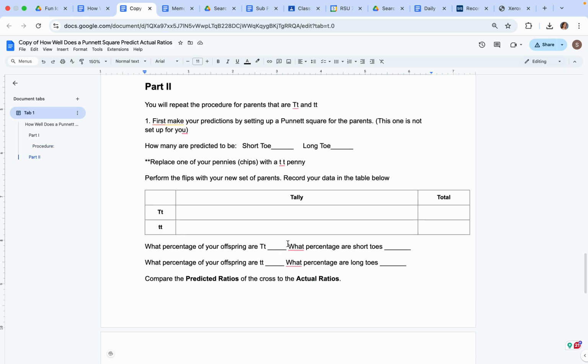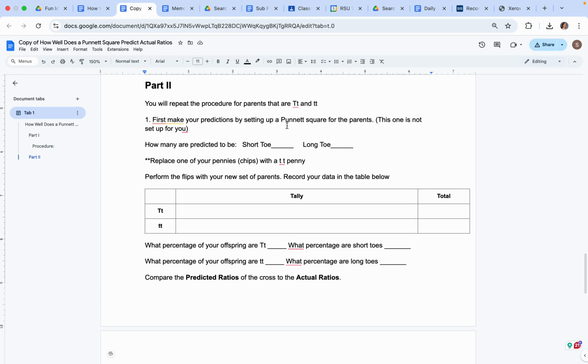Now, on part 2, we're going to repeat the procedure, but this time we only have one heterozygote parent. The other is homozygous recessive. We do not need to flip a coin for this parent because we know they're always giving a lowercase t. For homozygous parents, we don't need to flip.